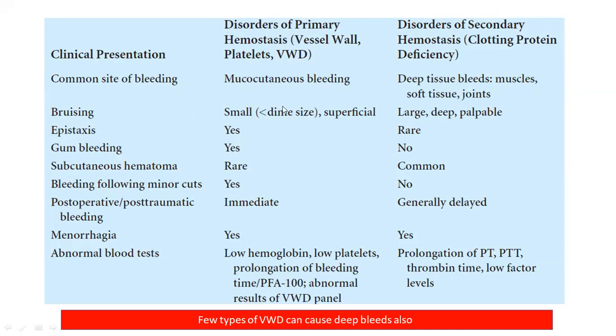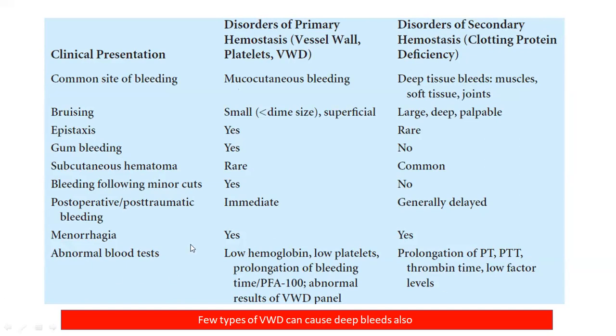Even in bruising, primary hemostasis bruises will be very small and superficial. They can have bruising, but it will be small and superficial. If you have large, deep, palpable bruising, it's indicative of a secondary hemostasis defect. Epistaxis is very rare in secondary hemostasis. Gum bleeding is also rare. Bleeding from minor cuts is mainly related to primary hemostasis. Bleeding after intramuscular injections is mostly a secondary hemostatic defect. And postoperative bleeding is immediate in primary hemostasis and generally delayed in secondary hemostasis.